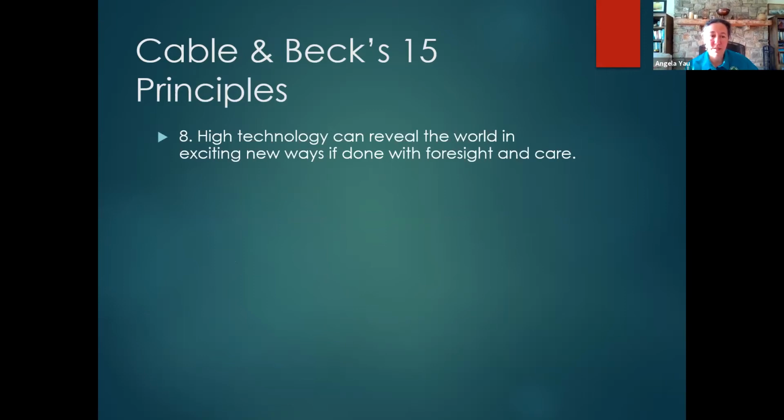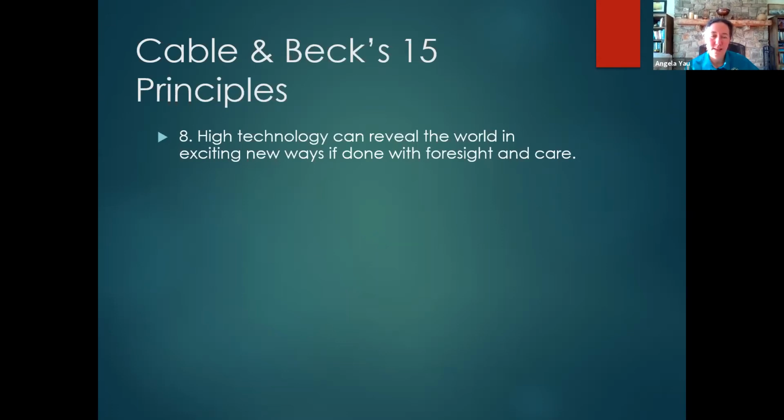One of the things they added was that high technology can reveal the world in exciting new ways if it's done with foresight and care. So we really want to think about how technology is used when we're using it for programs. It might be a great tool. I'm sure all of you have probably been to an exhibit somewhere where something was broken. They had cool interactives that were digital interactives, or even buttons and hands-on manipulative interactives. And typically something is going to be broken. That's because it's very hard to keep up with the maintenance of those kinds of things once you have them out there.